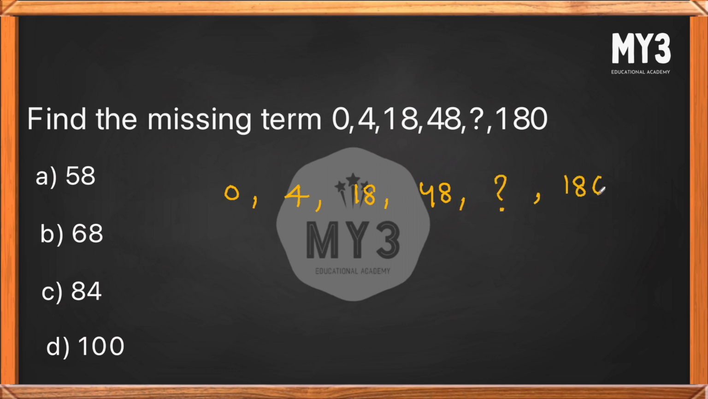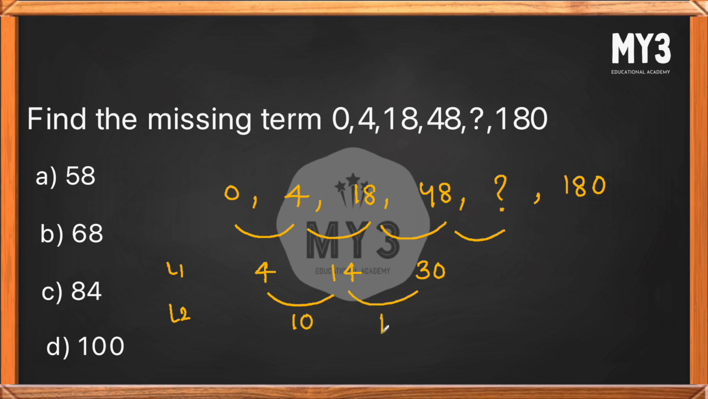So to find out the missing term, first of all, I am just trying to observe what is the difference between the terms. There is a difference of 4 here. There is a difference of 14 here. There is a difference of 30 here. The next term difference I don't know. So let's look at the next level of difference, because in the level 1 difference, I am not able to understand a standard pattern. So let's look at the next difference. There is a difference of 10. There is a difference of 16. Still, I am not able to understand the logic.